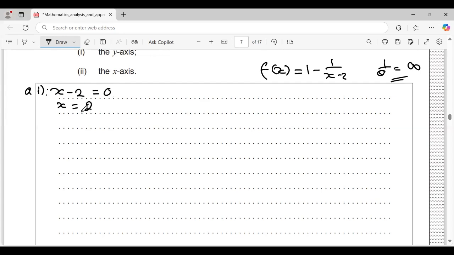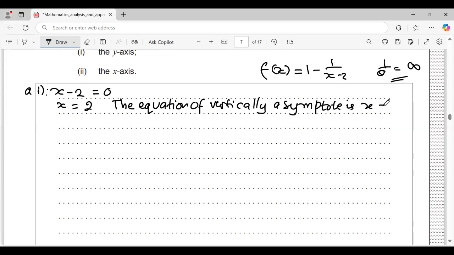And after that, x equals 2. So the equation of the vertical asymptote is x equals 2.